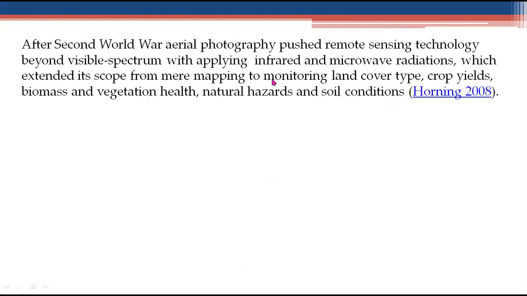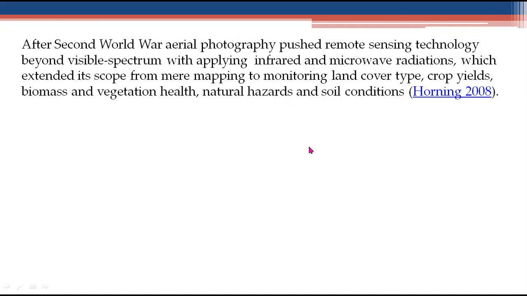After the Second World War, aerial photography pushed remote sensing technology beyond the visible spectrum with the application of infrared and microwave radiation. So, jaise maine shuru mein aapko bataya ki visible light was very important, it was used for remote sensing in the beginning. But afterward, infrared and microwave radiation were also used for remote sensing, which extended the scope from mere mapping to monitoring land cover type, crop yields, biomass and vegetation health, natural disasters and soil condition.